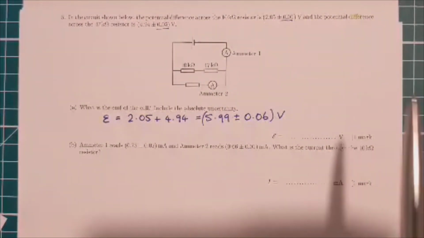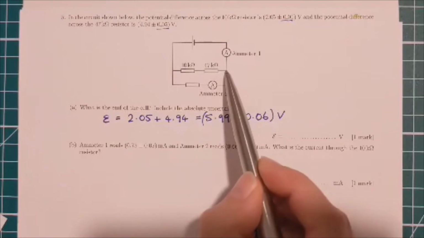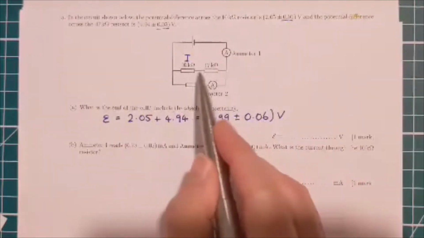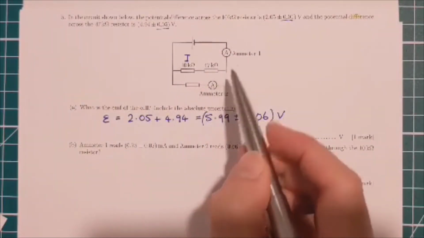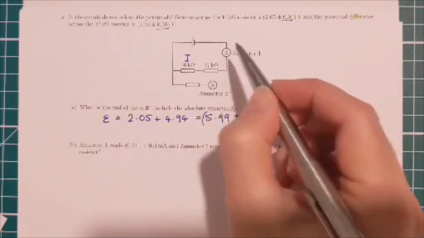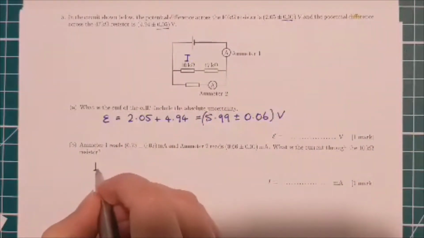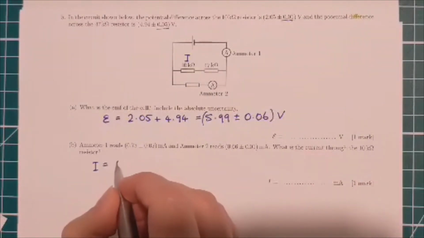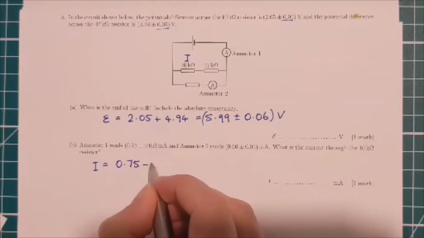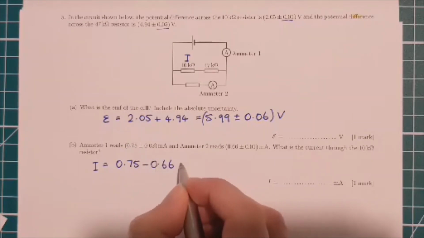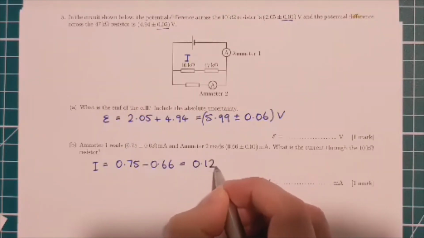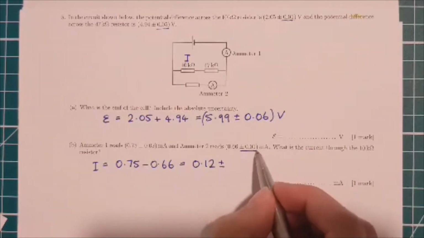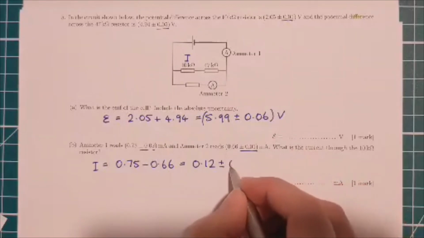Next we're applying Kirchhoff's first law to this junction here. So the current that we're interested in through here plus this current here must add up to the current through here. So the current we want is going to be that current minus that current. And once again, the absolute uncertainty is just these two absolute uncertainties added together.